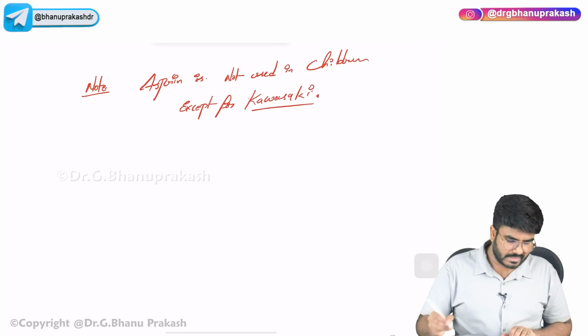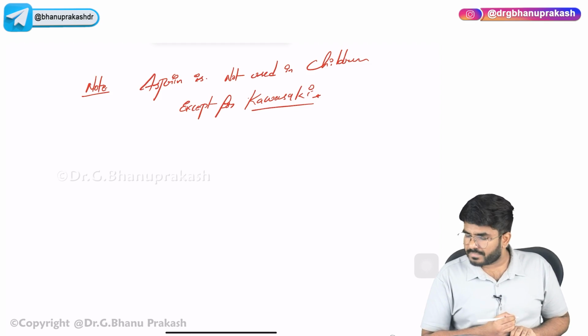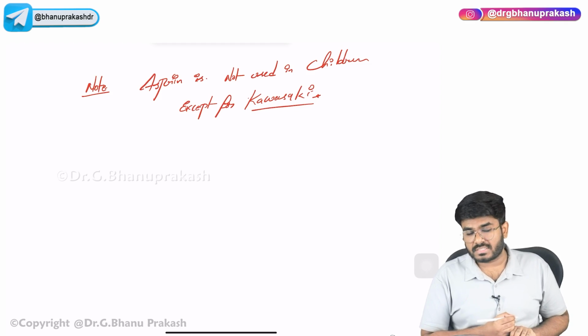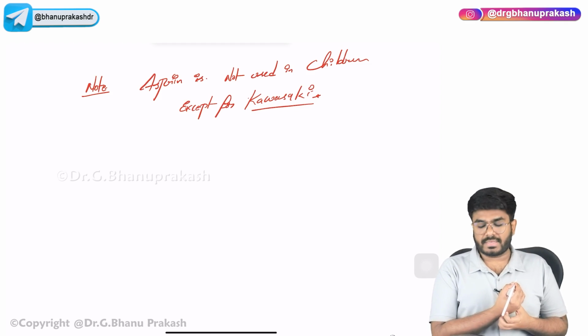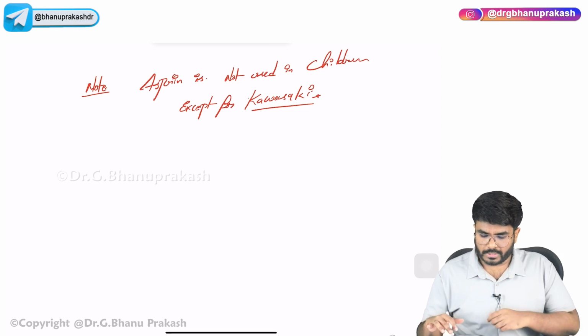Kawasaki is a vasculitis. Except for Kawasaki's vasculitis, usually we won't use aspirin in children, because there is a chance that the child can have liver failure and encephalopathy if he is unknowingly having a viral infection.